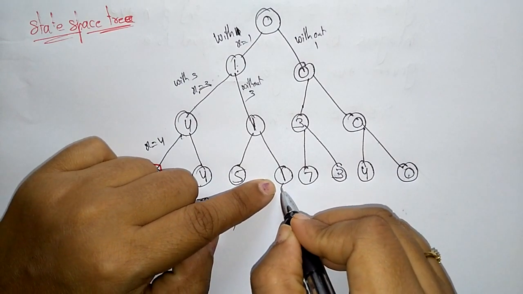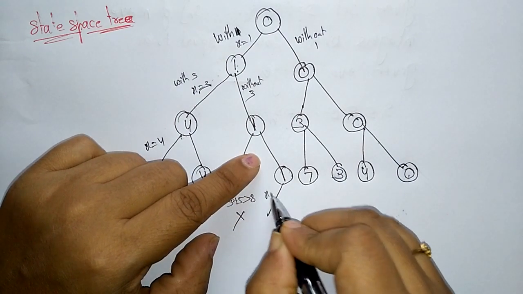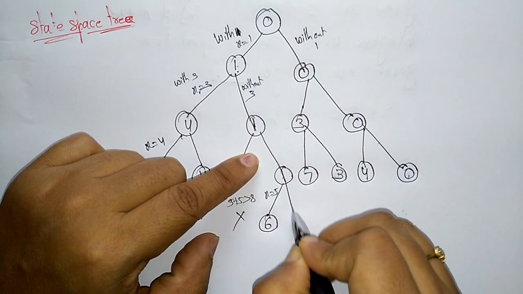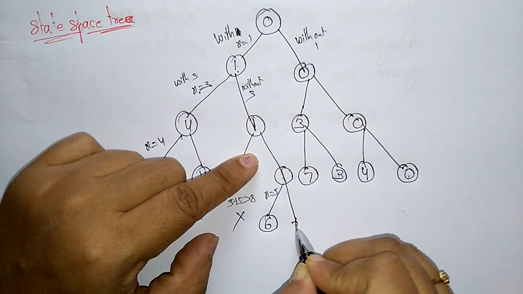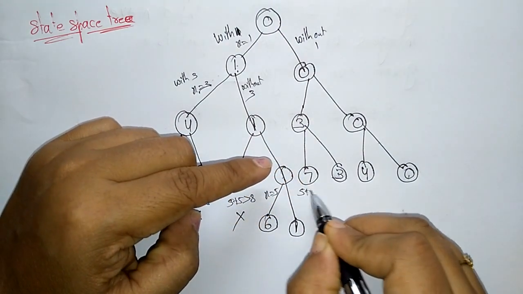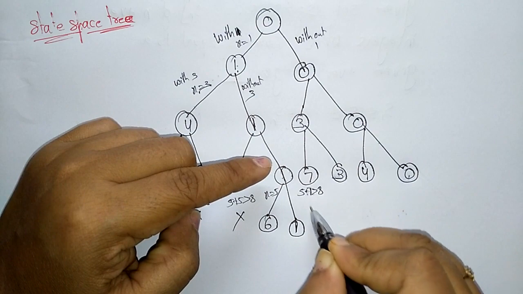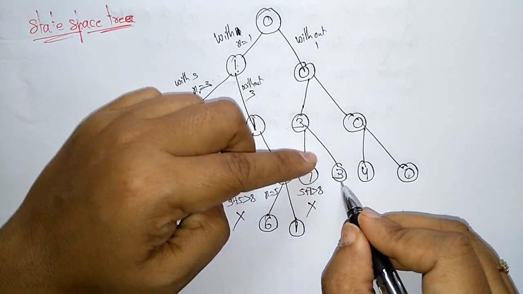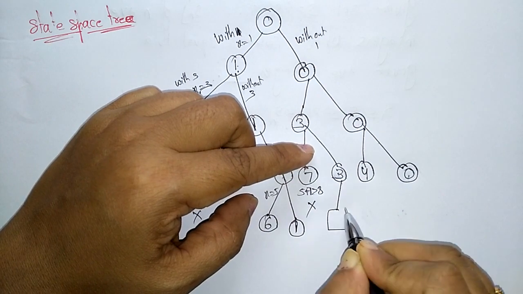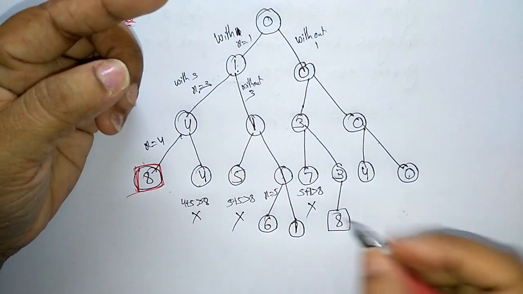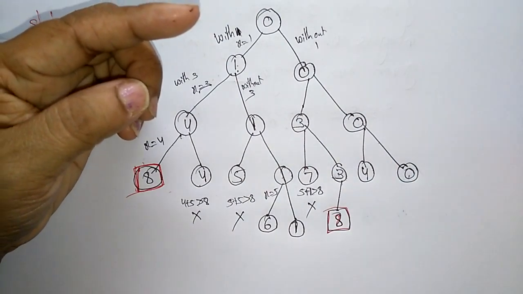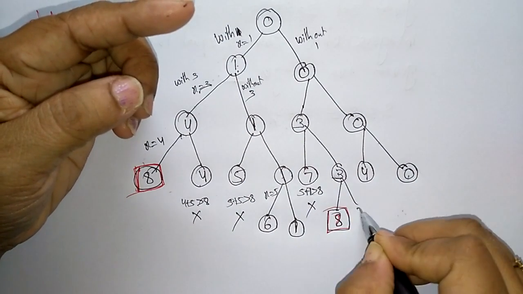Now coming to here, x is equal to 5. 5 plus 1, I'll get 6. And on the right side just copy that 1. 7, 5 plus 7 is greater than 8, so just skip this node. Now coming to this, 5 plus 3, 8. I got the solution, 8. And the right side is just copy that element.